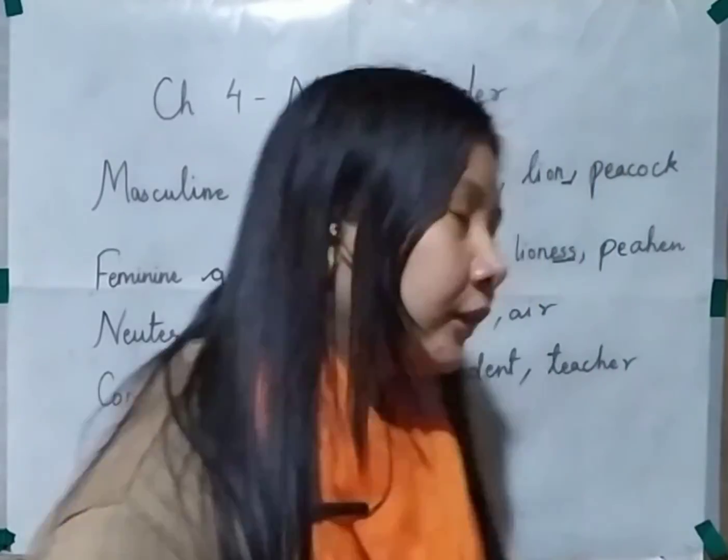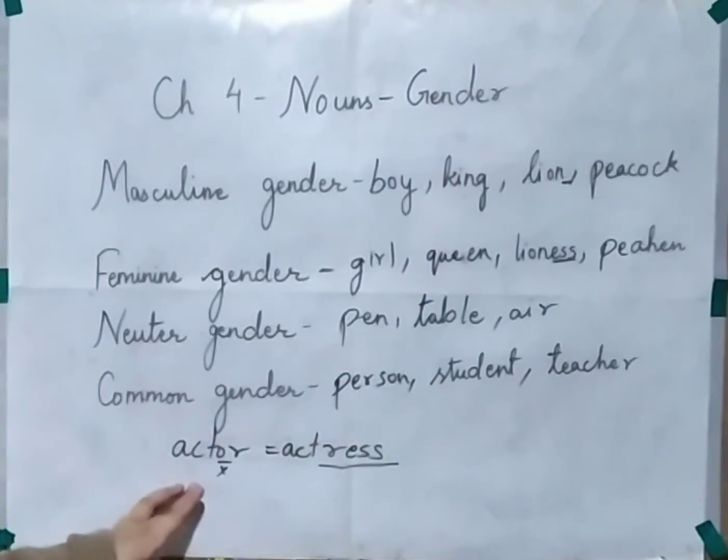In some cases, we make some changes to masculine genders to form feminine gender before adding ESS. So before adding ESS, we make some changes in the masculine gender in order to turn it into feminine gender. Like over here in this example, you can see actor. What have we done? You can see I have underlined the letter O and crossed it.